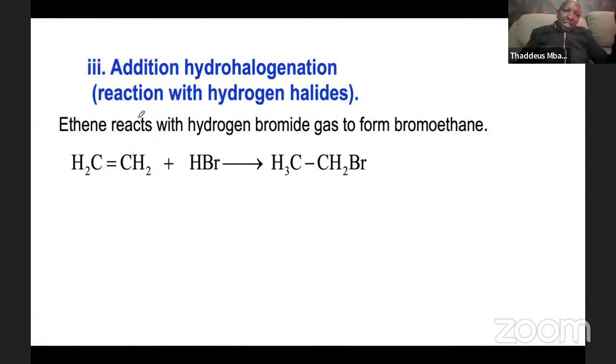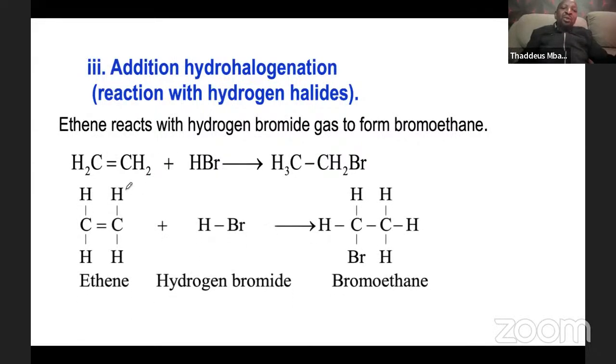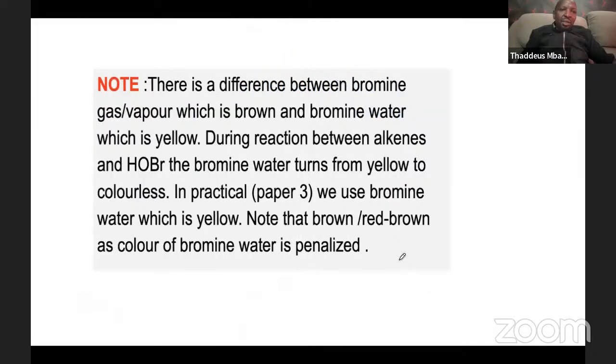Addition, hydrohalogenation, that is the reaction with a hydrogen halide, just the same. The difference is that here we put hydrogen and bromine. So what will happen now is the same, it will change from a double bond to a single bond. On one side we have put bromine, on the other we have put hydrogen. Just like that, and things become very easy. There's nothing that you need to explain here. So note that there's a difference between bromine gas, vapor, which is brown, and bromine water, which is yellow. Don't confuse the two.